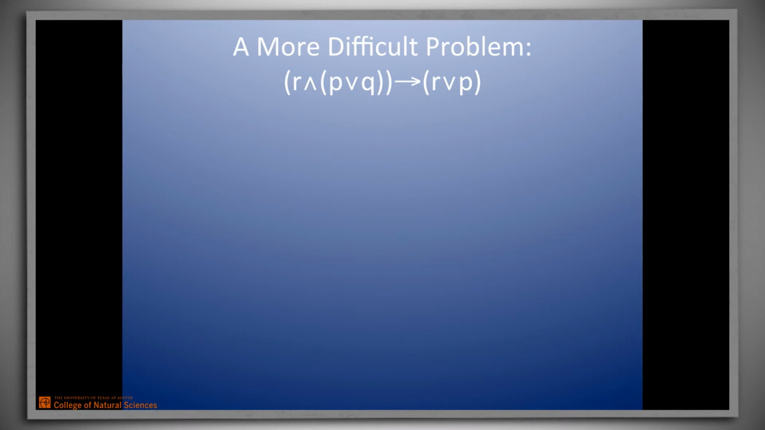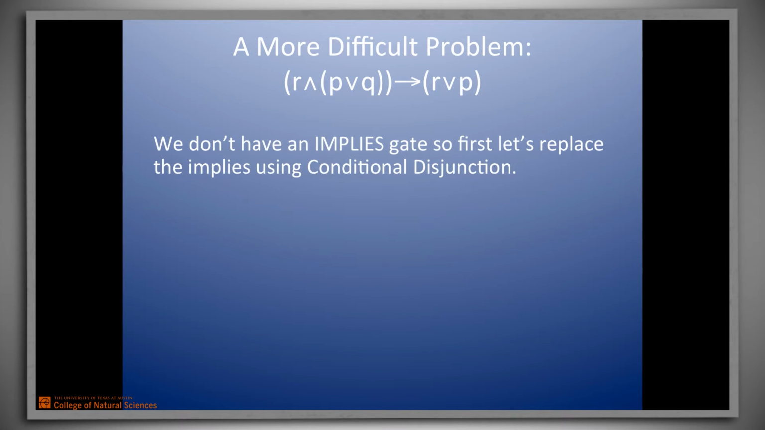Now let's do a more difficult problem. This one says R and P or Q implies R or P. The first difficulty we have with this one is that the digital design tools don't have an implies gate. They only have ANDs, ORs, and NOTs, plus some other things such as NOR and NAND that we're not going to use. The important thing is there is no implies gate.